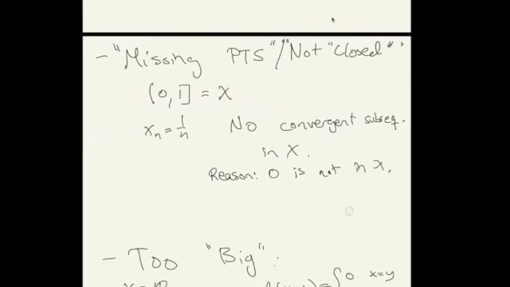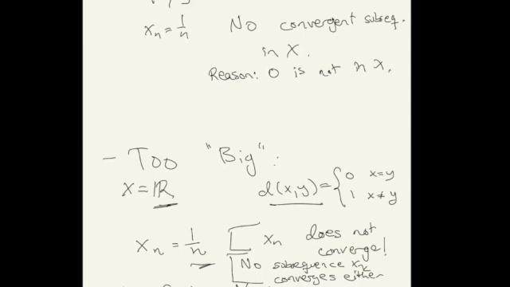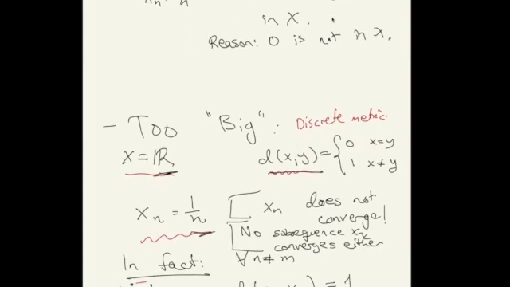Now, a third example is more abstract and much more difficult to understand, but I'll describe the example and give a little bit of intuition of why I call this space somehow too big. So if we take X equals R with a different metric, namely the discrete metric, and if we take xn equal to 1 over n, then the sequence xn does not converge anymore. It does not converge to 0. But not only that, no subsequence xnk converges either.